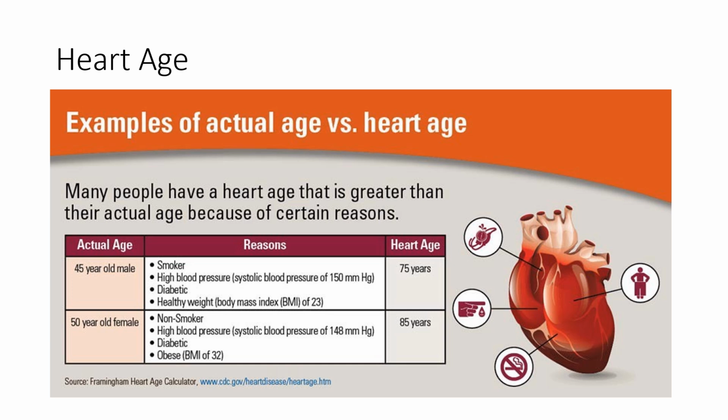And then the second example is a 50-year-old female. So we're talking about how this individual is a non-smoker, how they have high blood pressure, they're diabetic, and they are obese, so they have a very large BMI, and how that individual's heart is predicted to be 85 years old, and so 35 years older than the individual actually is. And so we can see how these modifiable risk factors have a really big impact on an individual's heart health, and that's why it's so important.